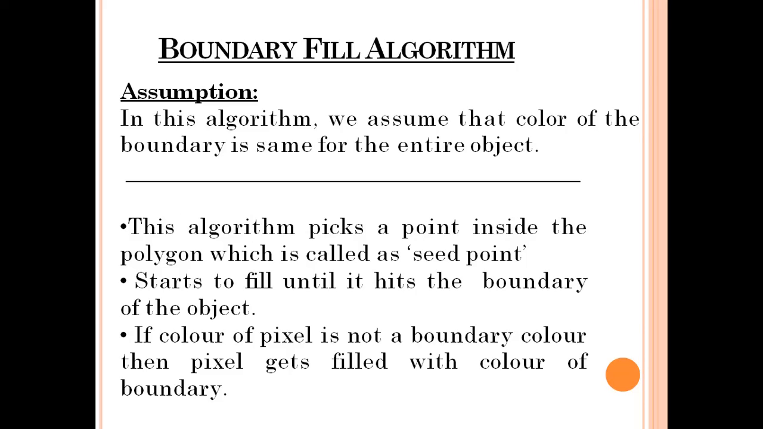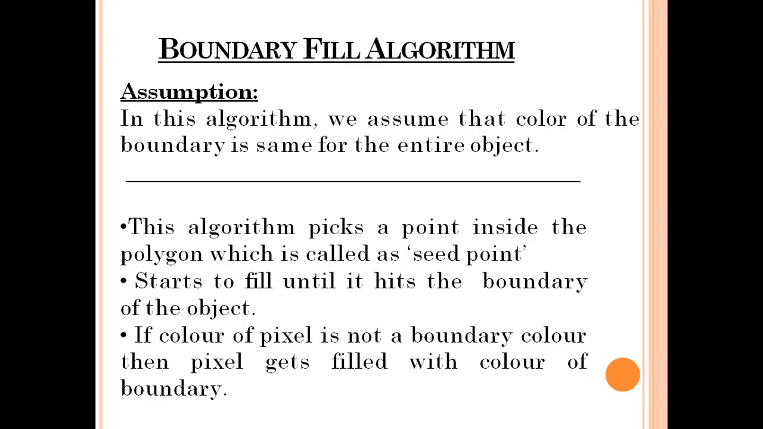In the boundary fill algorithm, the concept is very simple. But before starting the algorithm, we have to assume a few things. While using the boundary fill algorithm, we assume that whatever boundary is there for a particular area or polygon, we are going to use the color of that boundary to fill the inner part of the polygon. So boundary color is very important. We are assuming that the boundary color and inner color are different, and we will fill the inner area using the boundary color of the polygon.